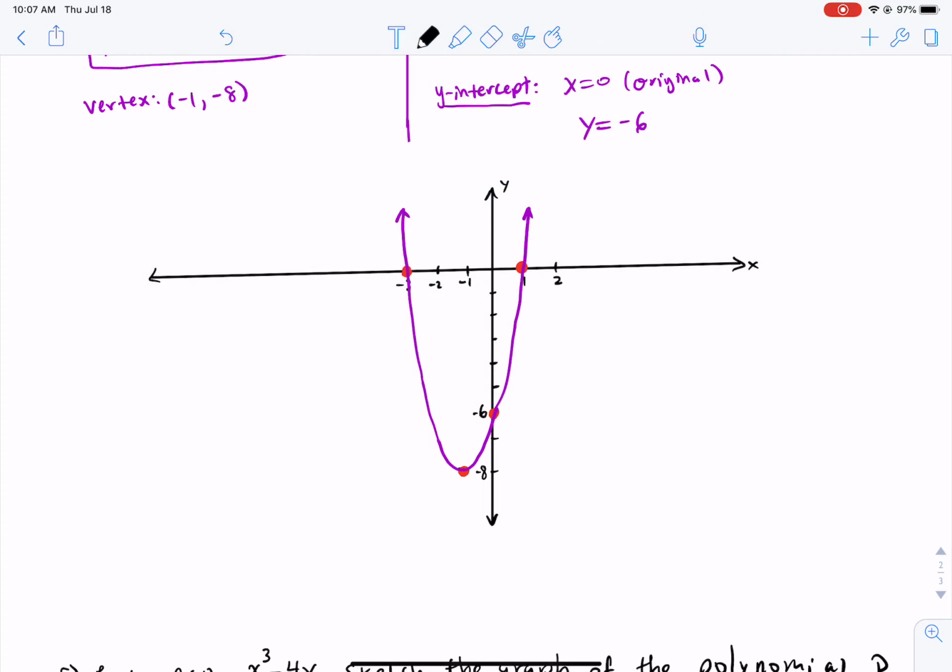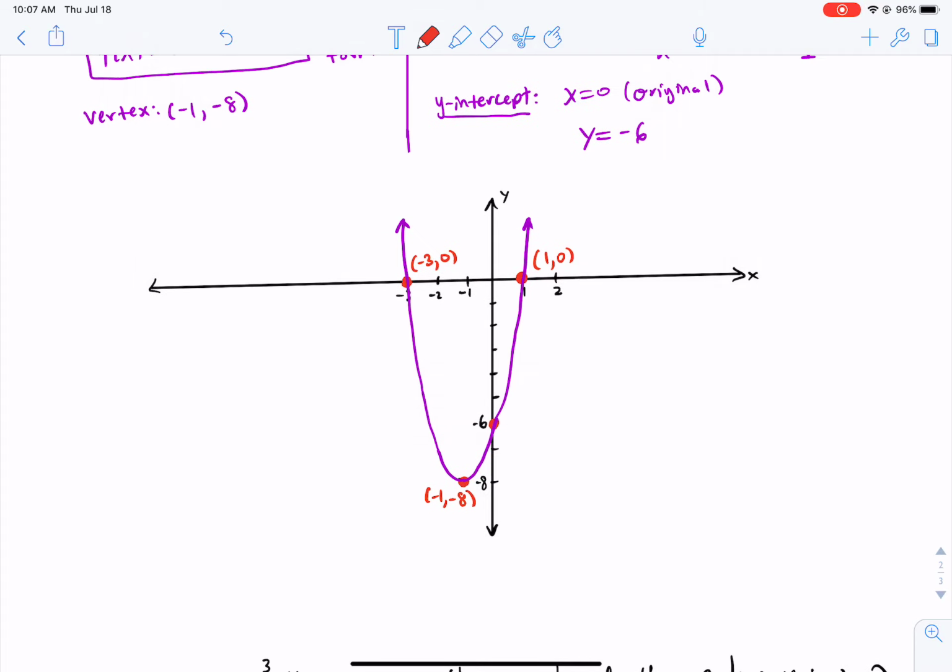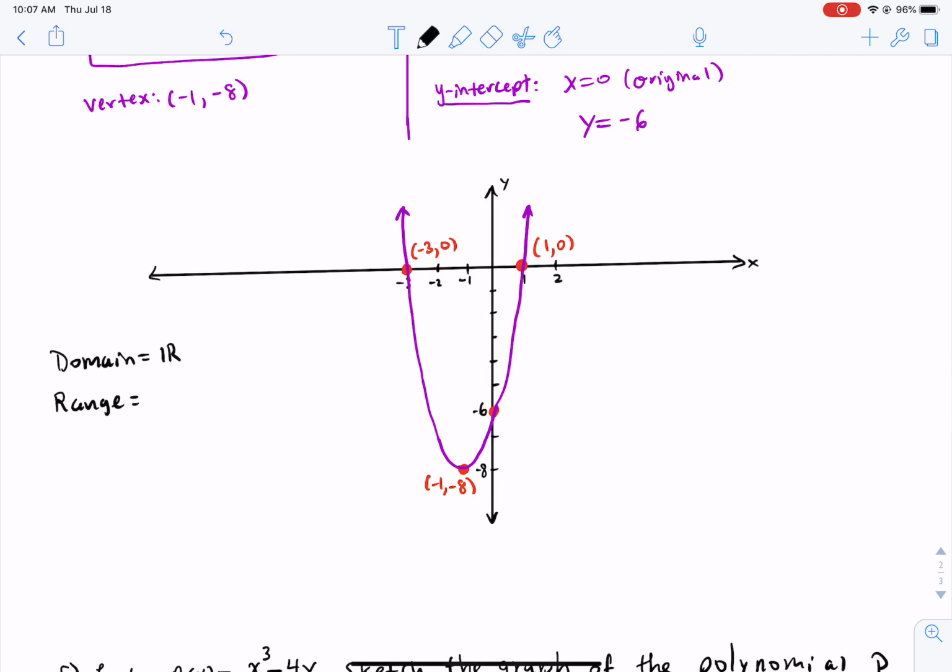So we should label all of these points. This point here will be (1, 0), (-3, 0), and then this is (-1, -8). Let's see if we can write all of the information that they ask us. What will be the domain for this? All real numbers. The range? From negative 8 to infinity. We start off from the minimum value, negative 8, including it, all the way to infinity.